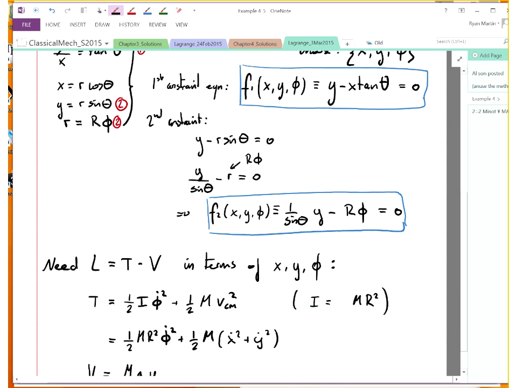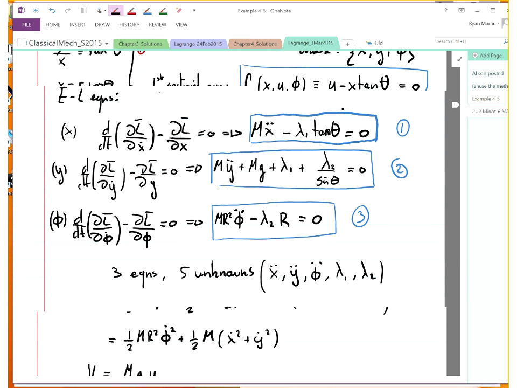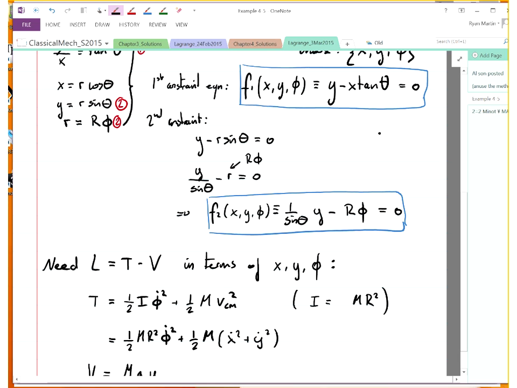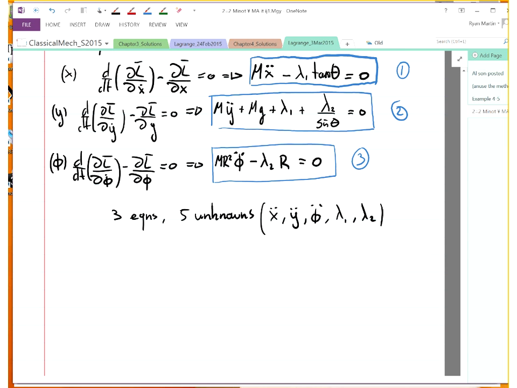Now our constraint equations: F1 has y and x, and F2 has y and phi. But the unknowns that we're interested in are x double dot, y double dot, and phi double dot. Our constraint equations don't have any x double dots, y double dots, or phi double dots. So we've got to manipulate our constraint equations to have relationships between the variables that we care about.